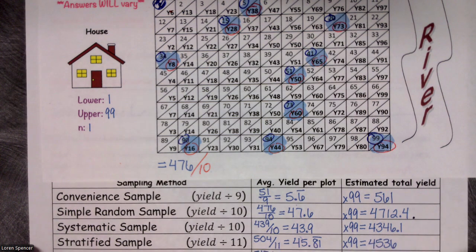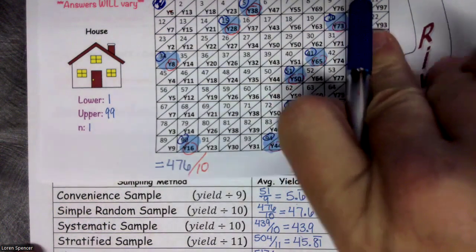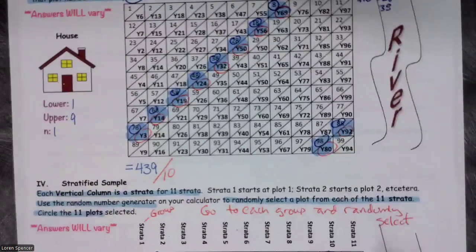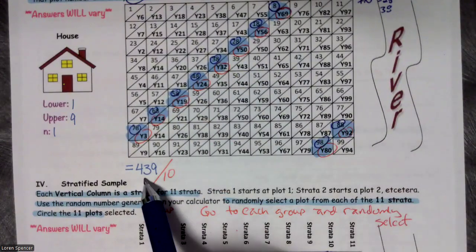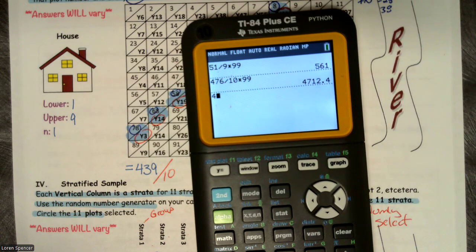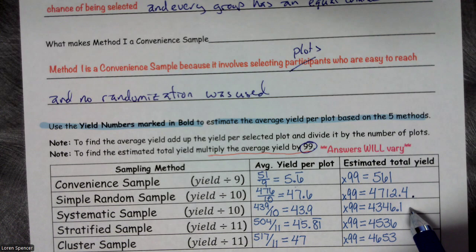The systematic sample, we said, okay, what did we get with the systematic sample? When I ran the systematic sample, we had 10 plots and we got a total yield of 439. So we're going to take that 439 and divide it by 10 and then multiply it by 99. And we get 4,346.